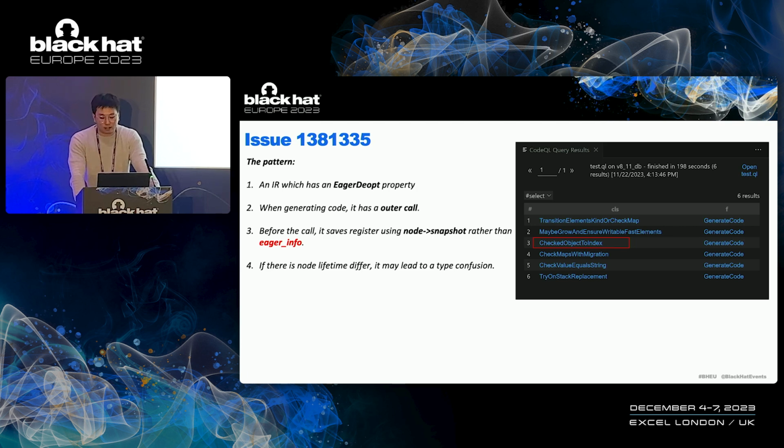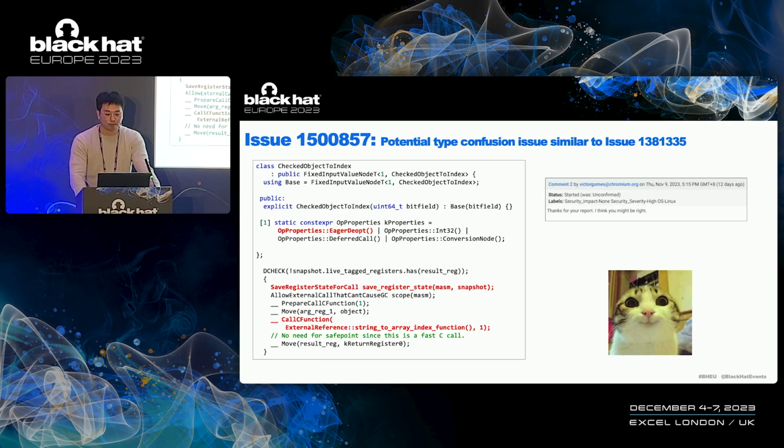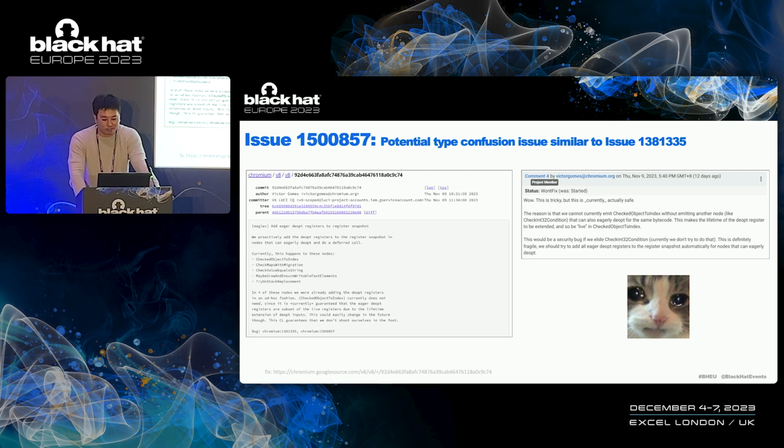When we translated those node conditions into CodeQL, we found there are some similar errors in Maglev. What's more, we found another interesting IR, CheckedObjectToIndex. It fits the first 3 conditions, so I submitted this as a potential type confusion bug. And the V8 team thought my guess might be right at first. I was so happy to hear it at that time.